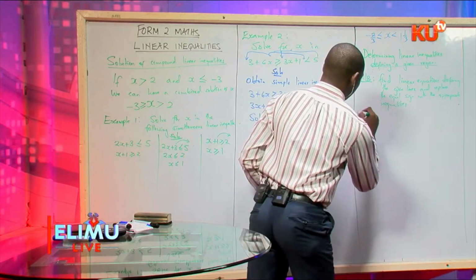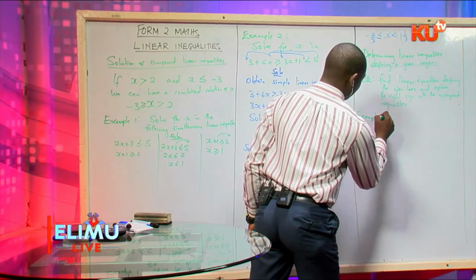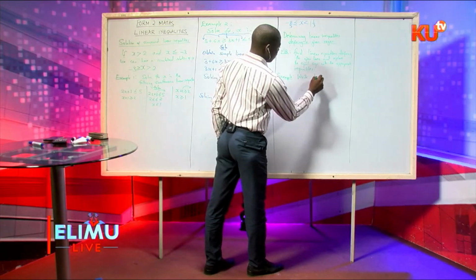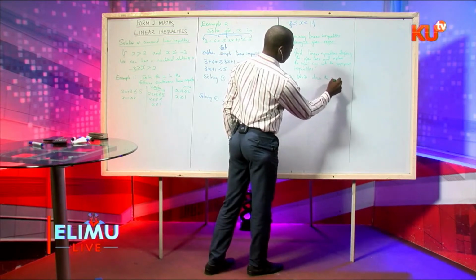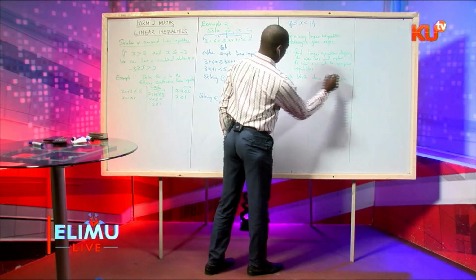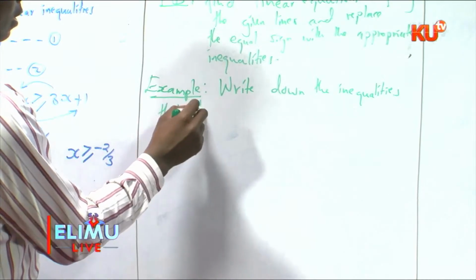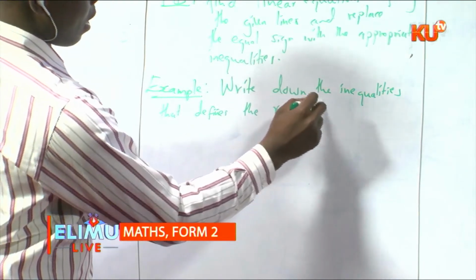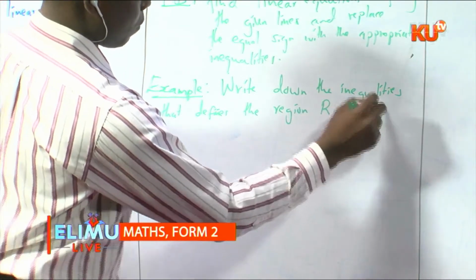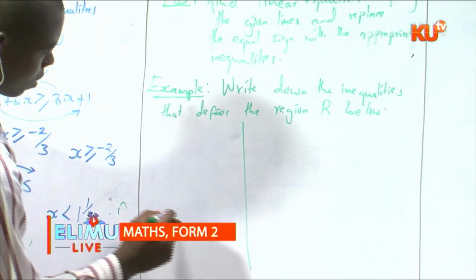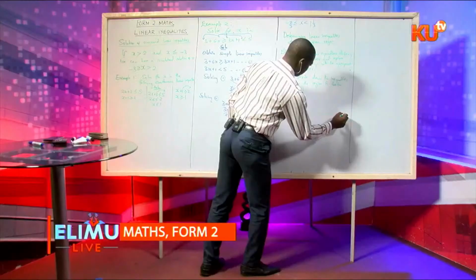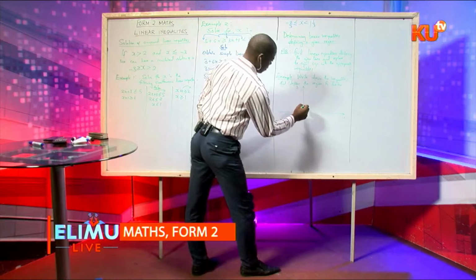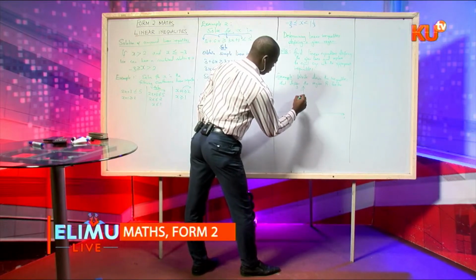For example, you are told to write down the inequalities that define the region R below. So you have this kind of a drawing. This is the y-axis, this is the x-axis. This is 1, this is 2.